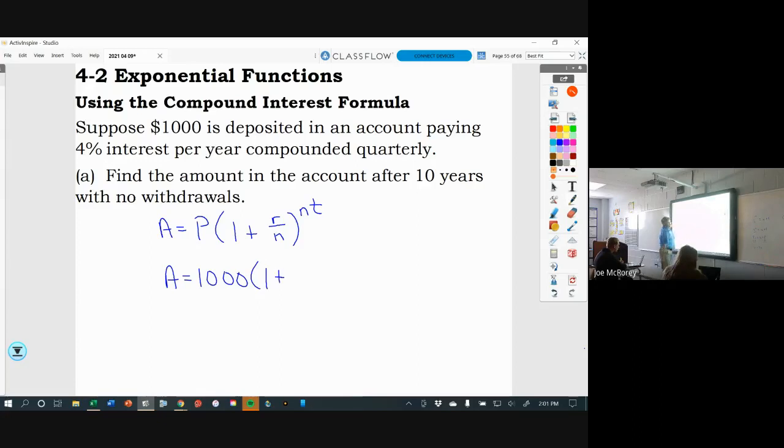1 plus, what is our interest rate? 0.04 for 4%. How many times a year? 4, compounded quarterly, so 4 times a year. Raised to the 4 times 10 power. And that's just a matter of typing that into your calculator. And you get A is what? $1,488.86 or so.